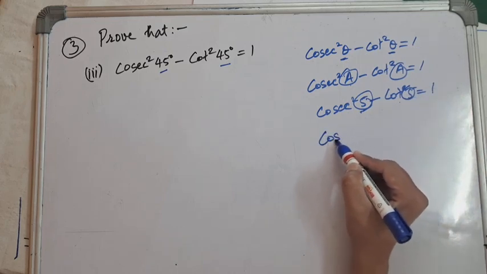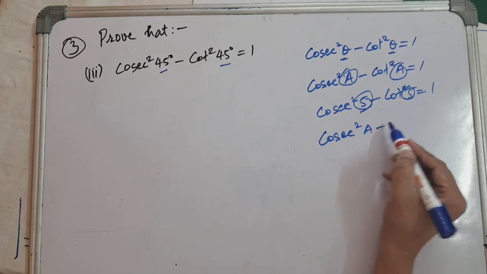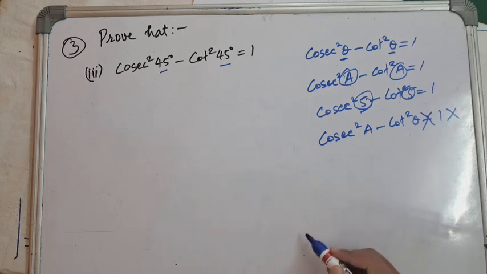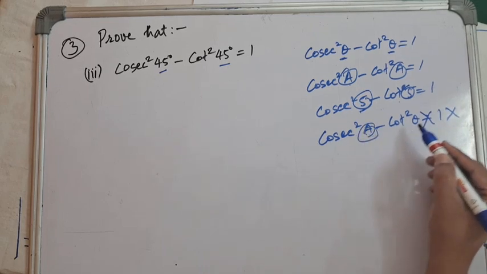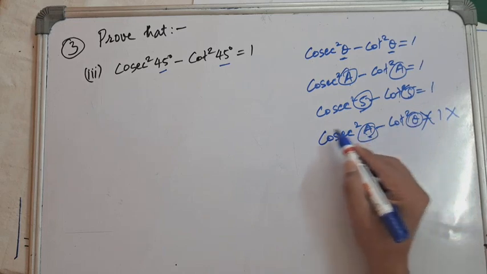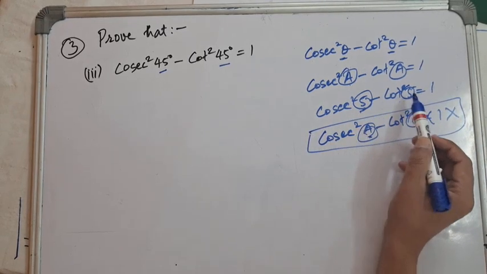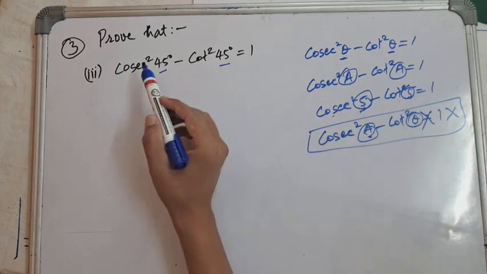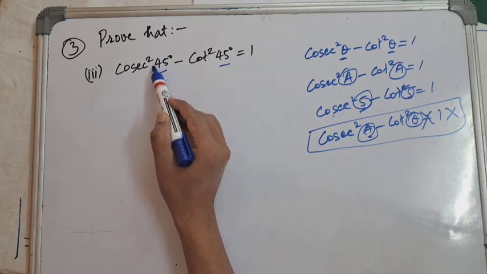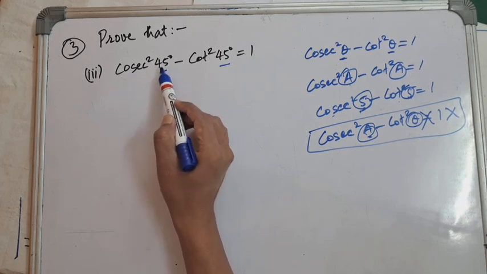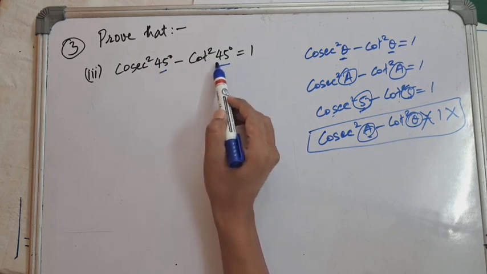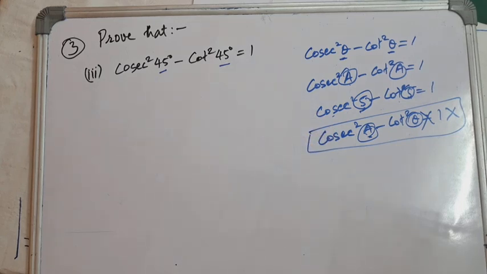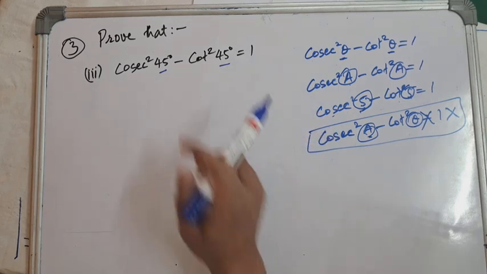But if the angles are different, cosec square A minus cot square theta, this is not equal to 1. This is wrong. When the angles are different, this relation is not true. When the angles are the same, then cosec square theta minus cot square theta will give us 1. Similarly, we have cosec square 45 minus cot square 45. When the angles are the same, this relation is always true. This will give us 1. But right now we are going to use the trigonometric table to solve this question.